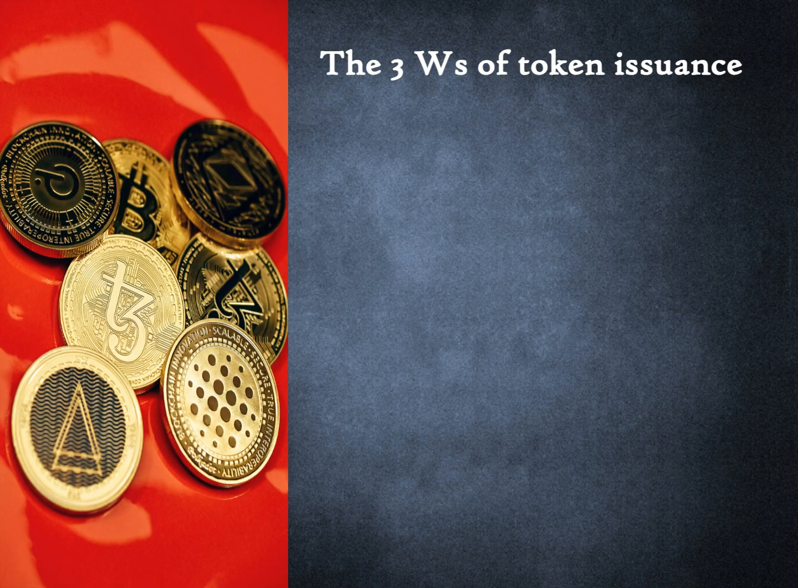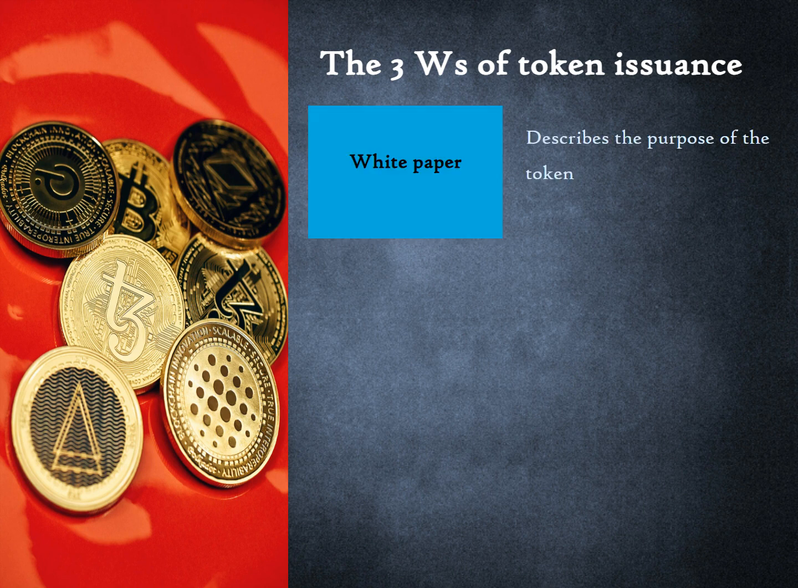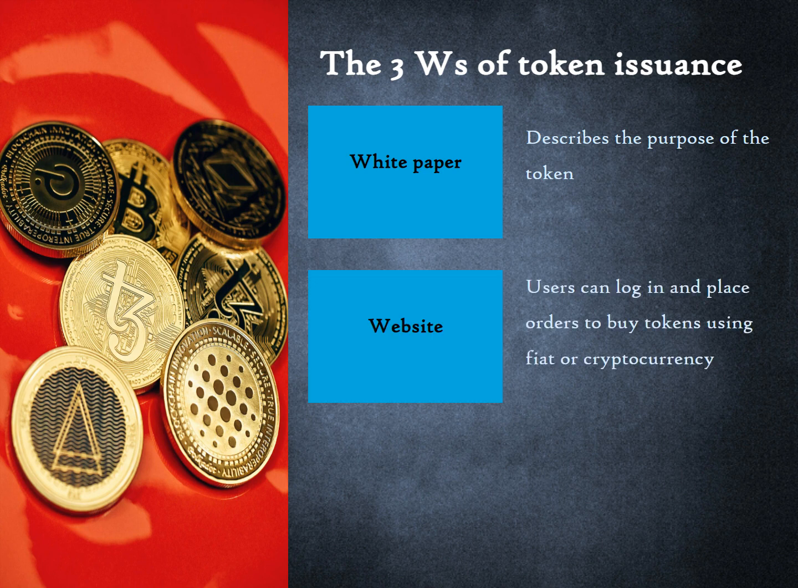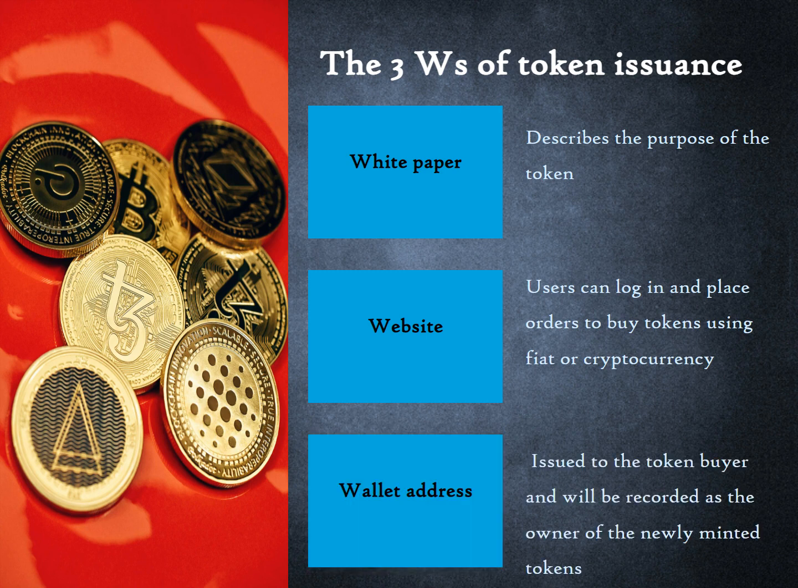The Ethereum Genesis crowdsale demonstrates what is commonly known as the 3 Ws of token issuance. A white paper that describes the purpose of the token. A website where users can log in and place orders to buy tokens using fiat or cryptocurrency. Finally, a wallet address, which is issued to the token buyer and will be recorded as the owner of the newly minted tokens. Note that the term wallet address is somewhat misleading. What it really means is that the private key to the blockchain address is held in the wallet.